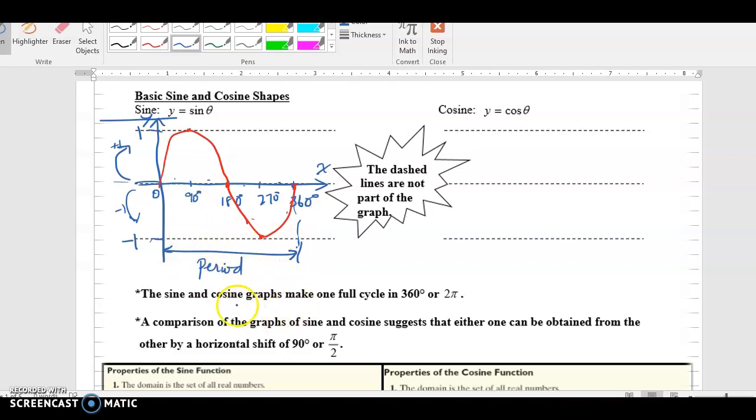Okay. So the sine and cosine graphs both take a full cycle of 360 degrees. It will be different for tan and cotangent. A comparison of the graphs suggests that either one can be obtained from the other by a horizontal shift of 90 degrees. We'll see that. We'll still need to do the cosine, but you get the idea.